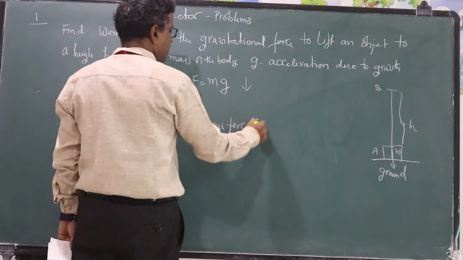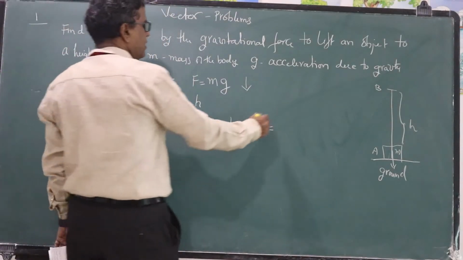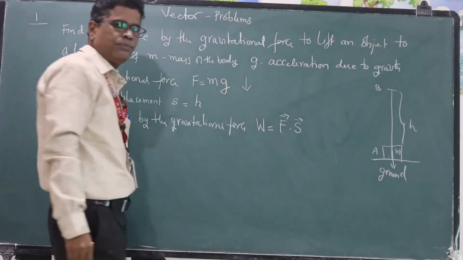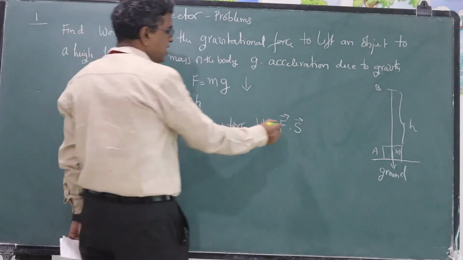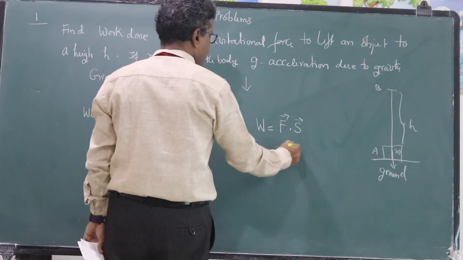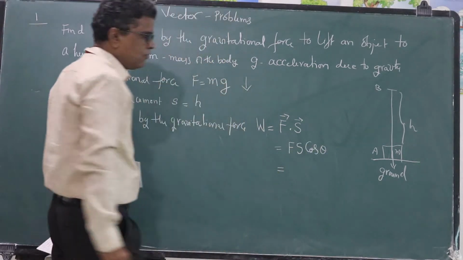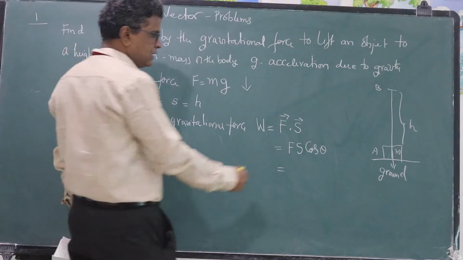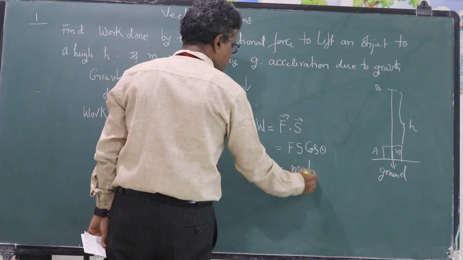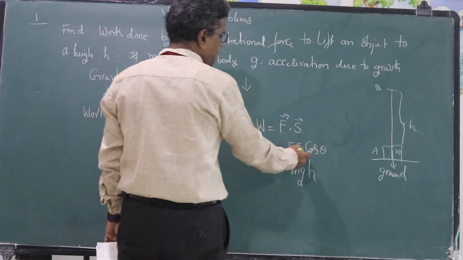So work done by the gravitational force, W is equal to, as I said, what is the formula for work done? F bar dot S bar. This is the application of dot product. That is F S cos theta. What is F? Gravitational force is mg. What is S? Displacement is h. What is theta? Angle between F and S.